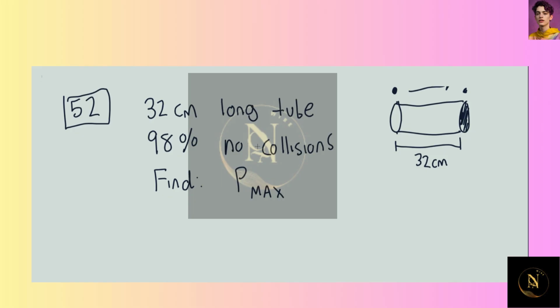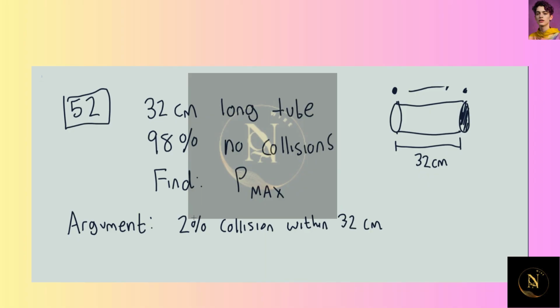So this is a problem about mean free paths, and it's a somewhat complicated argument. So we have to walk through the argument before we even start calculations. So first, let's start with our argument. If we want 98% of all of the particles to go across the ray tube without any collisions, we're saying that 2% will have a collision within 32 centimeters.